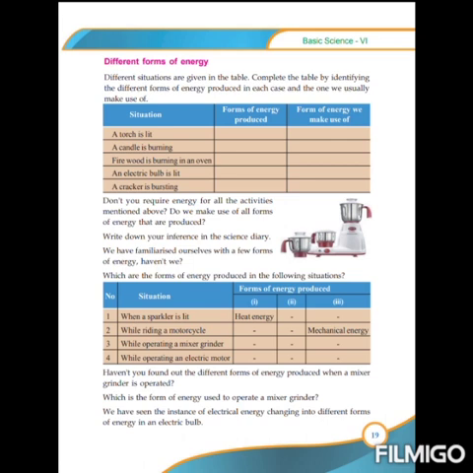Now, the first one is a torch is lit. Which are the forms of energy produced when a torch is lit? There, light energy is produced and also heat energy is produced. Now, which form of energy do we make use of? We use the light energy. Okay. Now, same like that, a candle is burning.